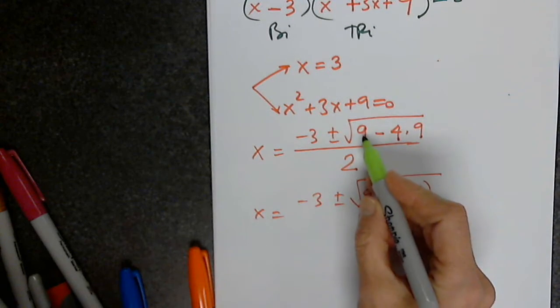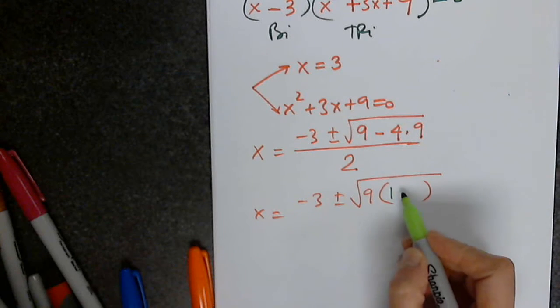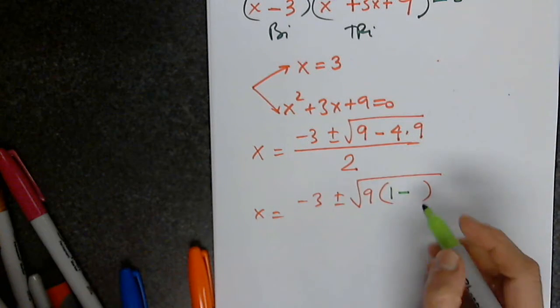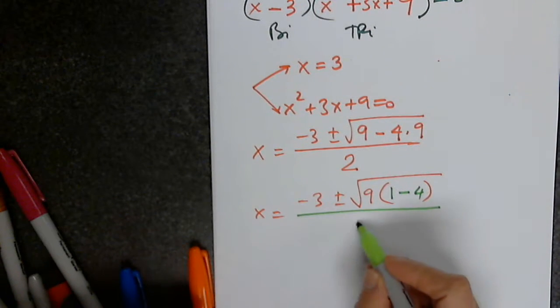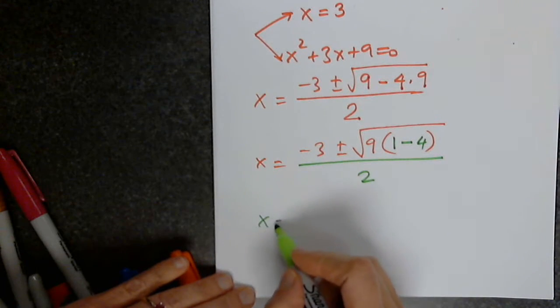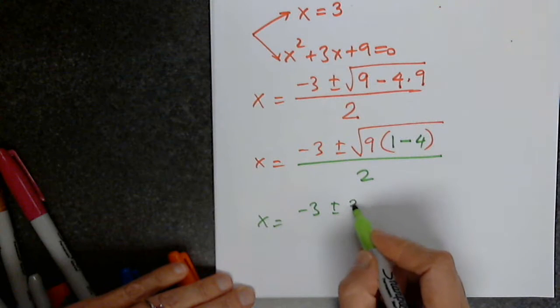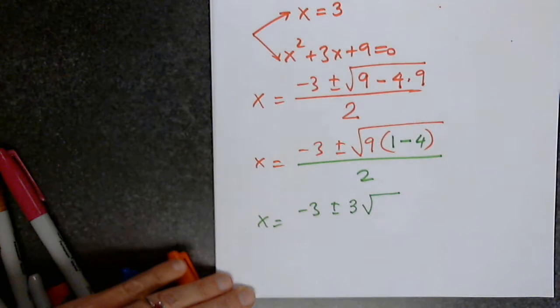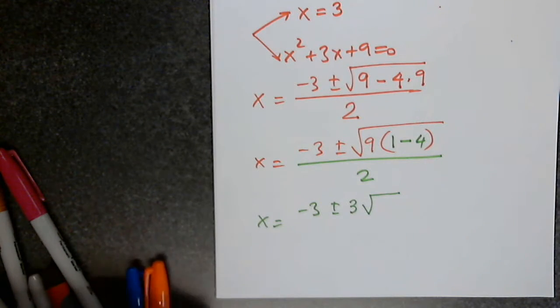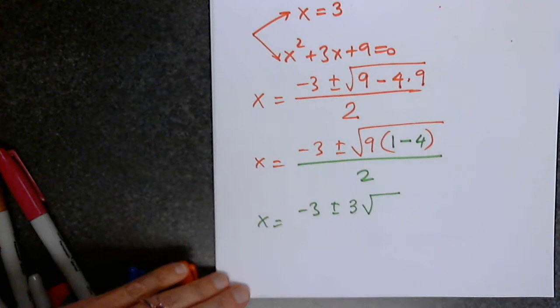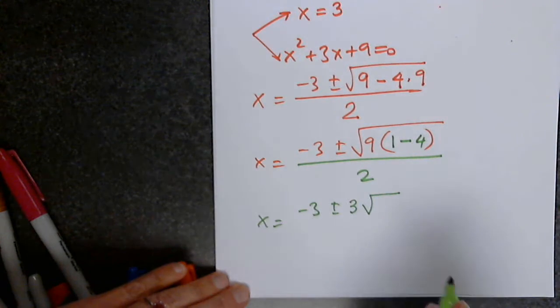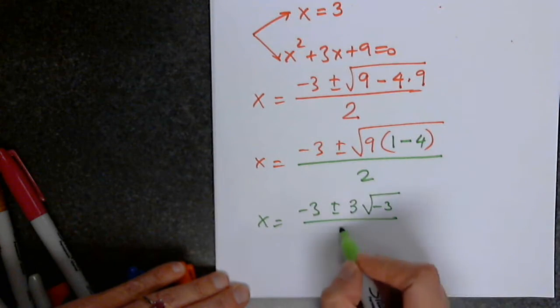9 times what is 9? Minus 4 divided by 2. So then I have x equals negative 3 plus or minus. I'm allowed to take the square root of 9, which is 3. And what do I have in parentheses? 1 minus 4 is? Yes, that's very important. Good, over 2.